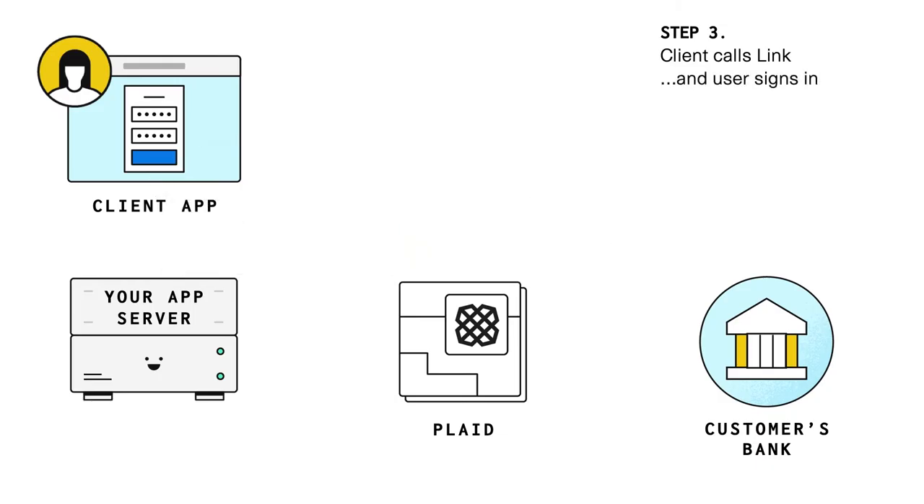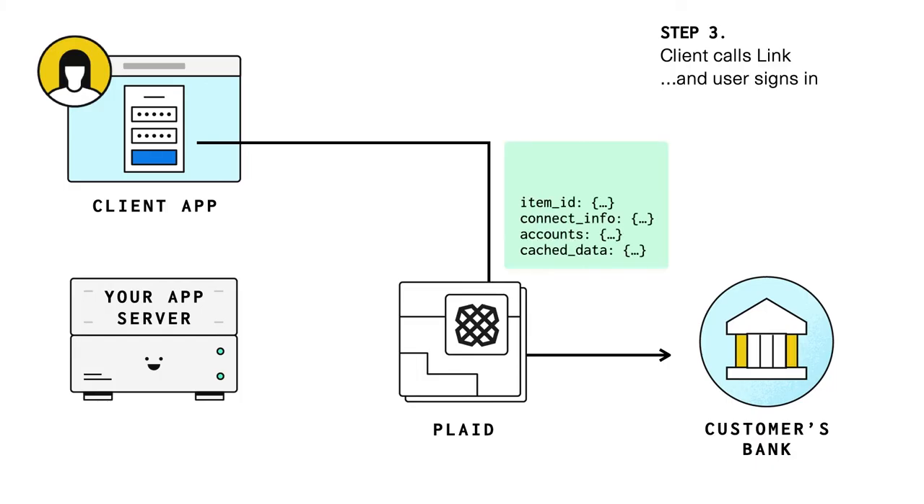Now at this point, your user, through the link widget, is going to sign into their bank account so they can share their data with your application. Now the specifics here depend a bit on the bank and their level of sophistication. And like I said, in the future, you're going to be seeing more OAuth flows where Link will actually take the user to their bank's login page to complete this process. But by the end here, Plaid will have some kind of token or set of credentials that it can use to connect to this institution in the future.